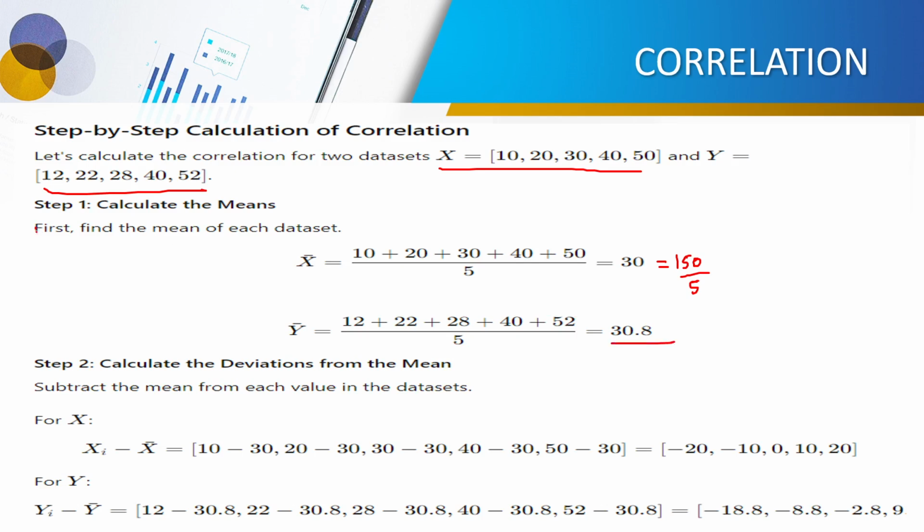Okay, the first marks we will get here. Second is to calculate the deviations from the mean. So what is the deviation? The first value is 10, your mean is 30, so the deviation is 10 minus 30. Second is 20 minus 30, third is 30 minus 30, 40 minus 30, 50 minus 30. You will get one list here. Same way we have to calculate it for y. The mean of y is 30.8. The first value of y is 12, so you get 12 minus 30.8, 22 minus 30.8, 28 minus 30.8, 40 minus 30.8. In this way you again get five values.